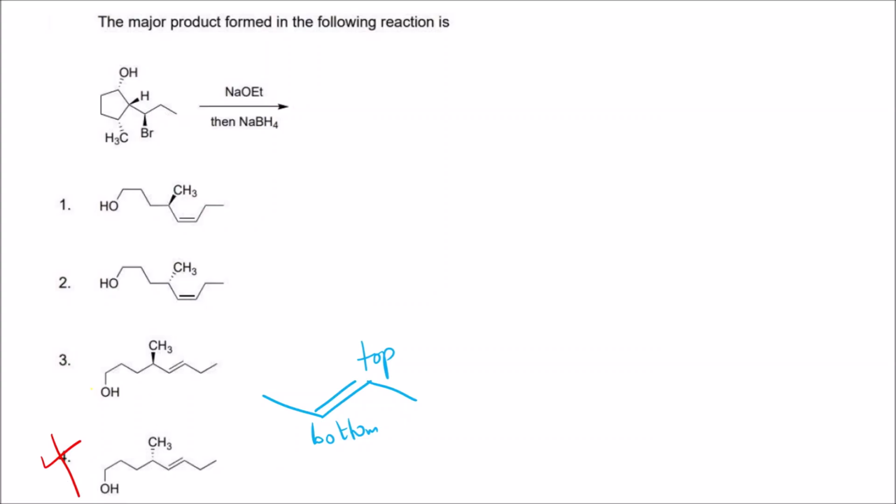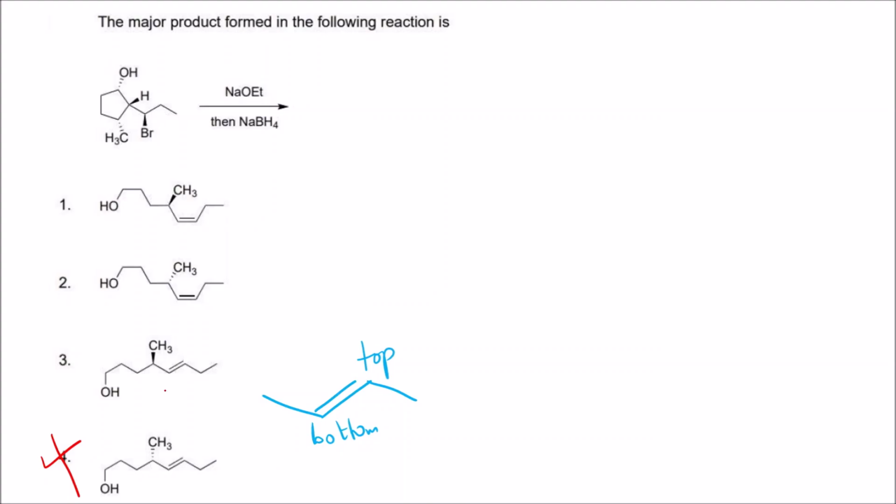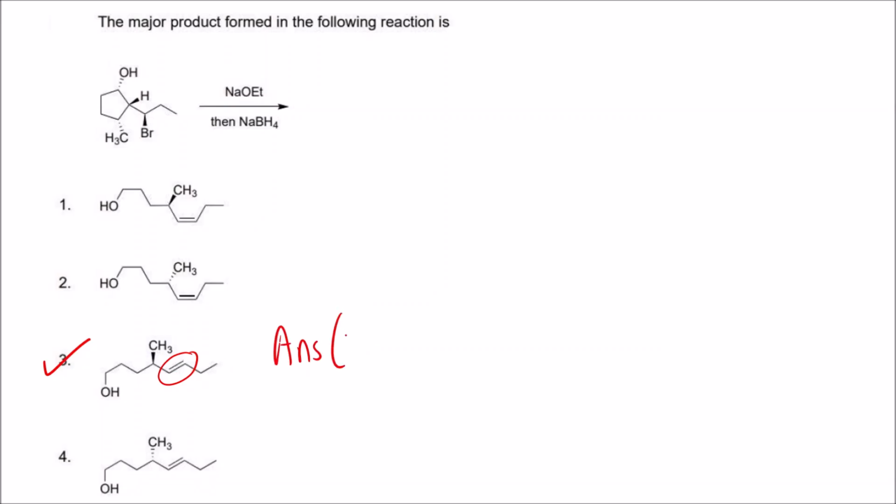Okay, so the correct answer will be what? Here the correct answer is option 3. So you have to see the position of the double bond, that was very important. So the correct answer here is option 3. I hope you have understood this solution. Thank you.